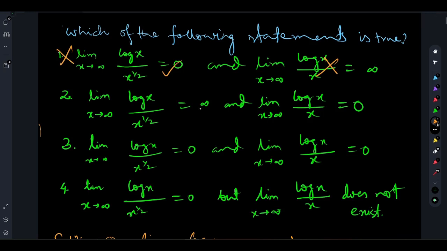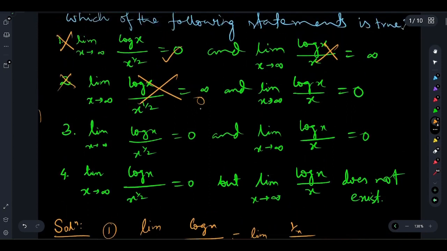Now in the second option it is given that limit x tends to infinity log x by x to the power 1 by 2 equals to infinity. But in the first option we have checked that this is actually 0. Thus this is an incorrect option, and this is not true.